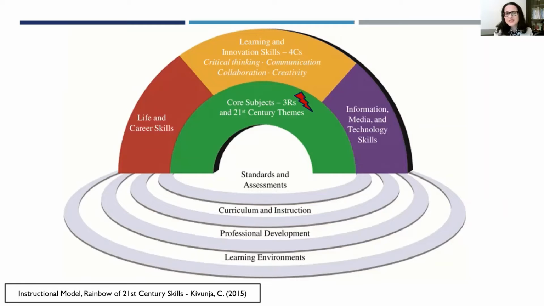And of course, we will see the standards and assessment, curriculum and instruction, professional development, learning environments, but these can be modified as per need. So the 4 C's are mainly the critical thinking, and critical thinking means the learners being able to analyze, to interpret and evaluate, and mainly to solve problems.